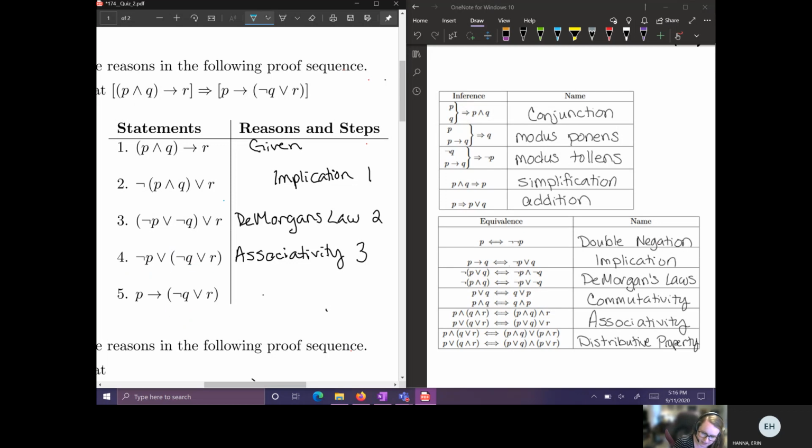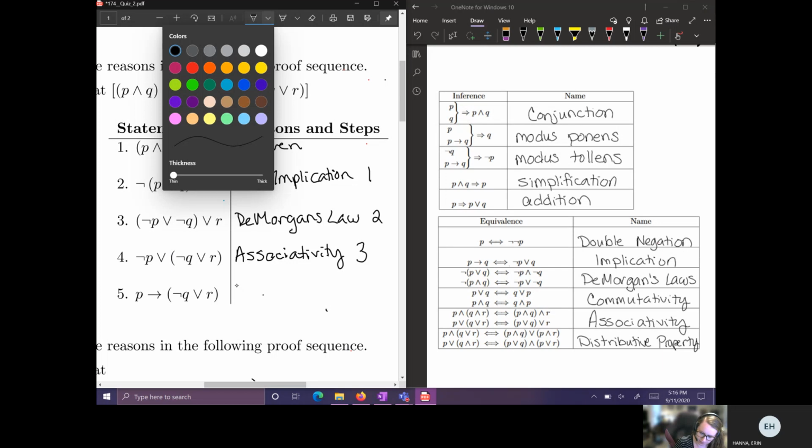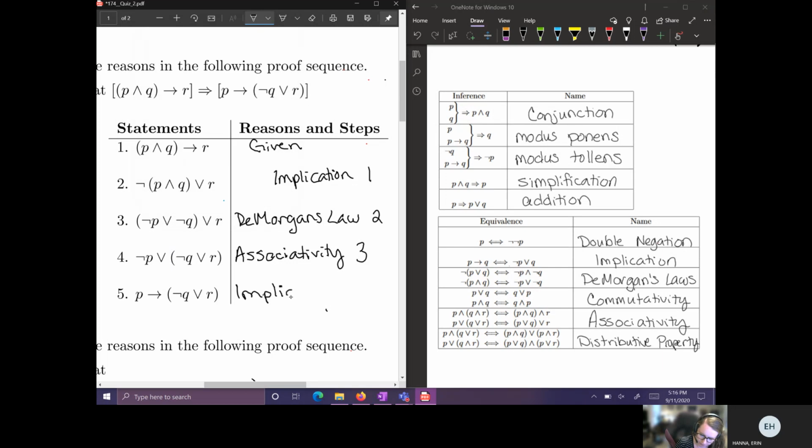So that means that my last step must have come from the implication rule on line 4. Whenever you see an implication and then it turns into an or, you should think it's the implication rule. That one's going to come up a lot. So those are some tips that I think might be helpful in doing these kinds of proof sequence questions.